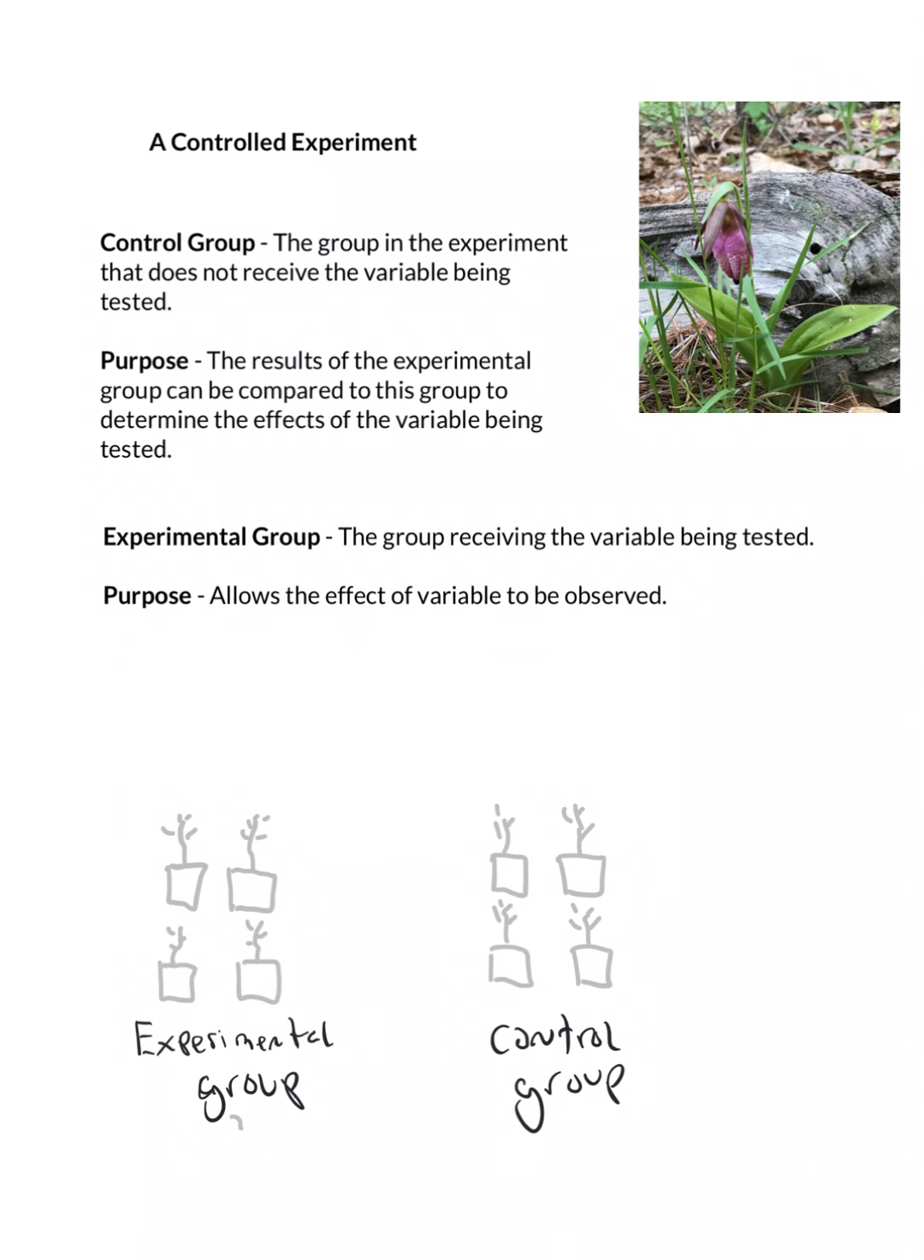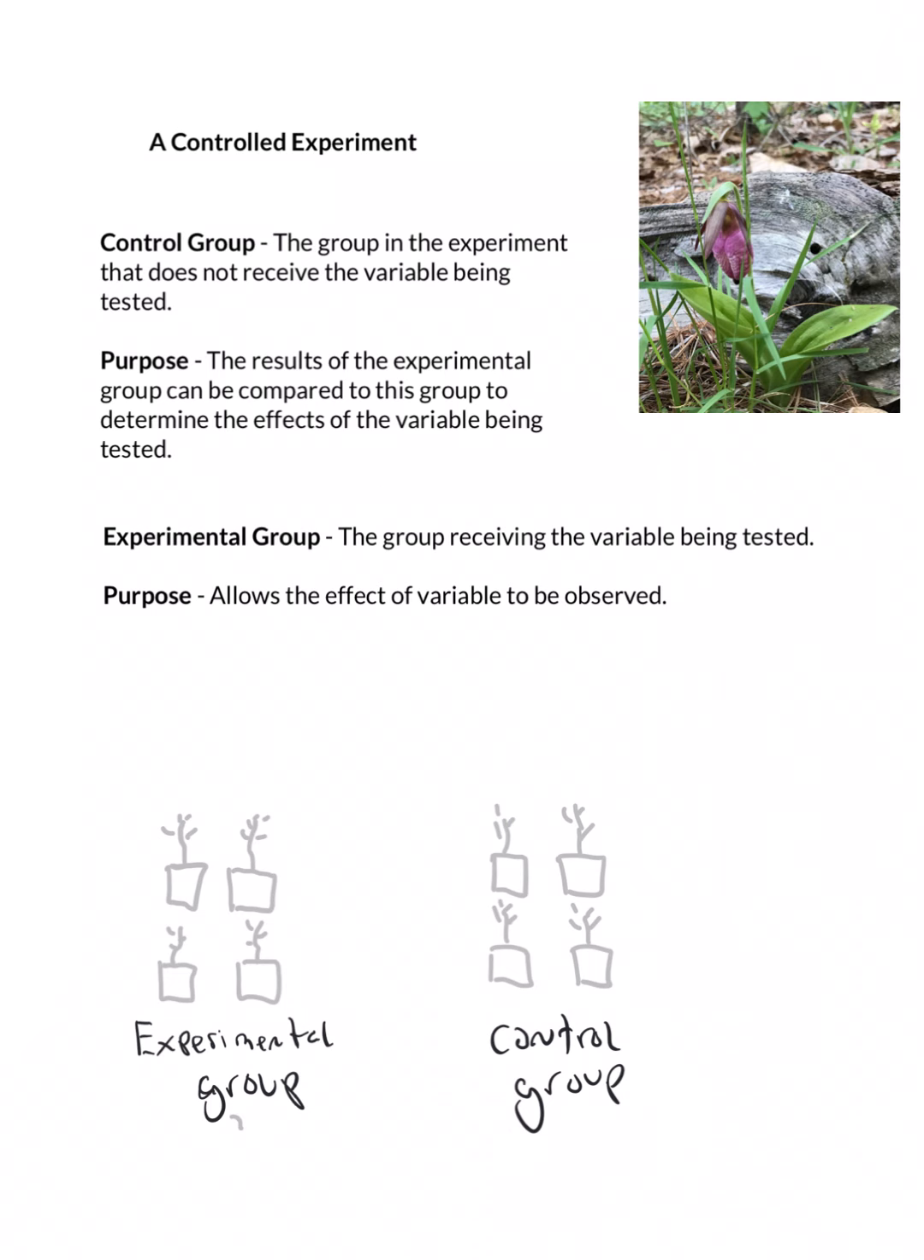being tested. And then we have the experimental group. So the experimental group is actually receiving the variable being tested. What is its purpose? It allows us to observe the effects of the variable that we're actually testing.